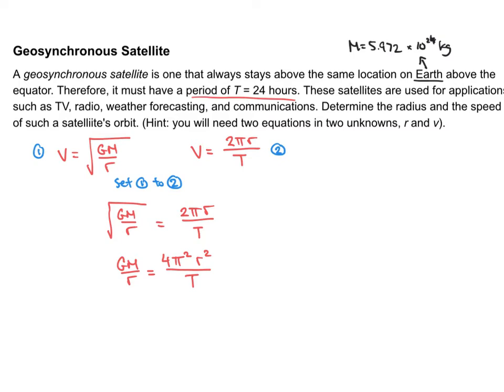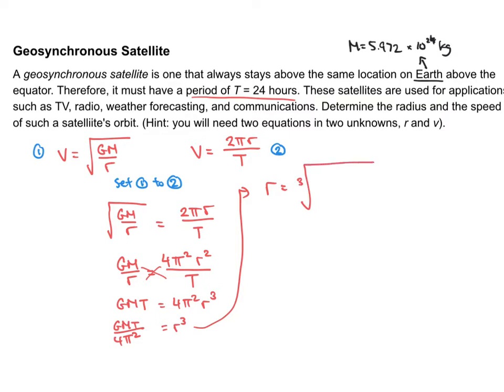Okay, then to solve for r, I've got r on both sides here, so I think a good cross multiplication will be effective. Cross multiply, it'll be GMT squared, and it'll be 4 pi squared r cubed. Here, r squared times r is r cubed. From here, divide both sides by 4 pi squared. And then from here, cube root both sides. And I think that'll do it.